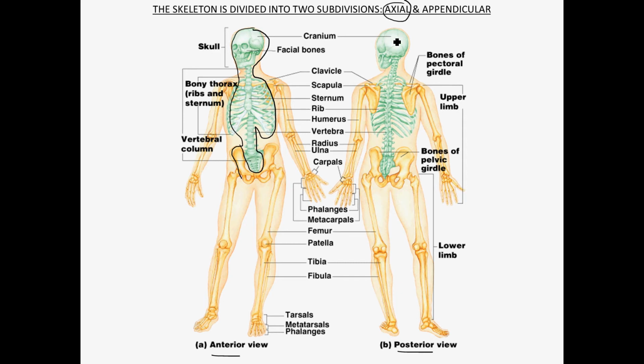So this is the axial skeleton here. And so again, this long axis of the body right there. So that's the axial skeleton. The appendicular skeleton then is everything that's attached to that axial skeleton. So basically the arms and the legs.